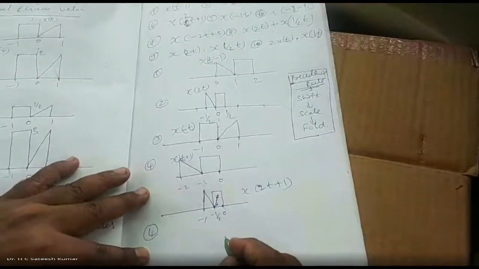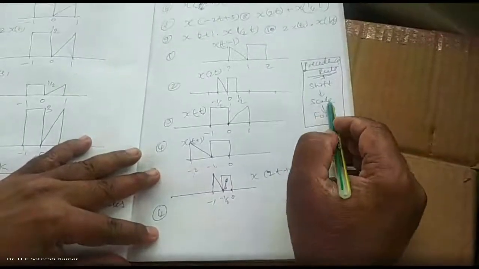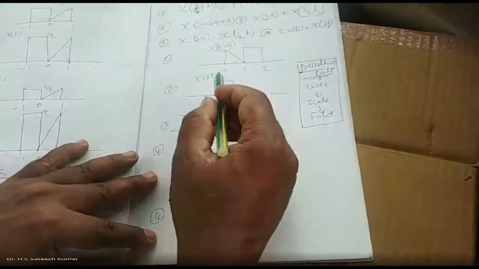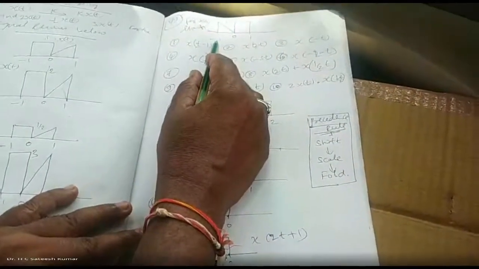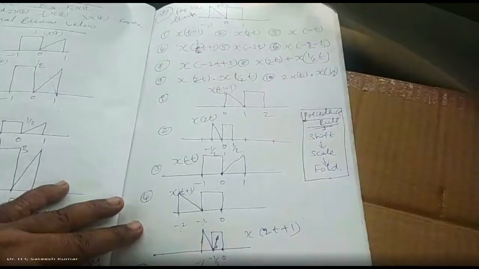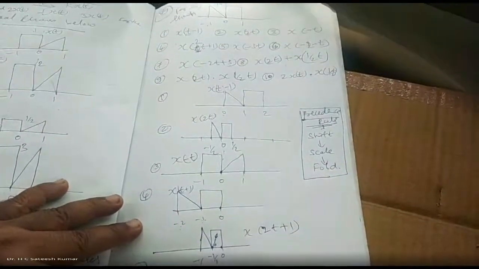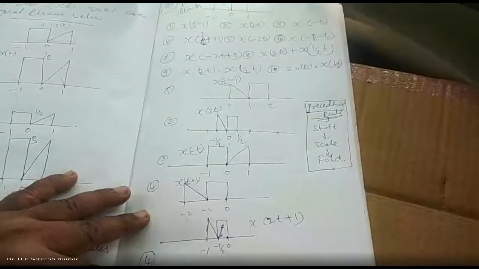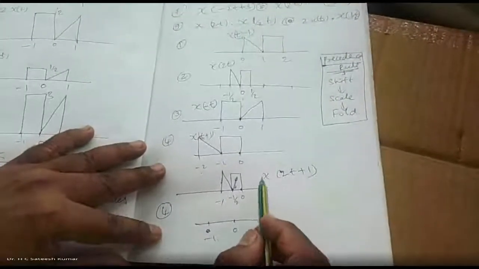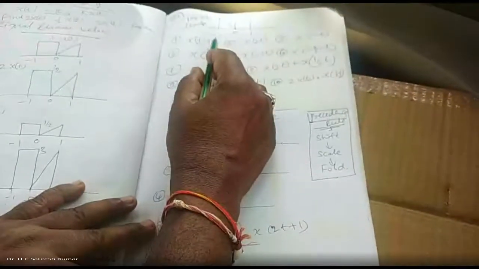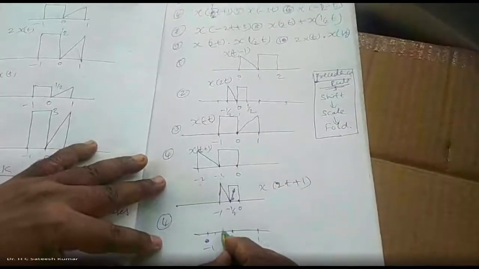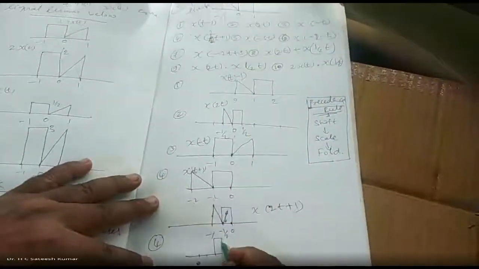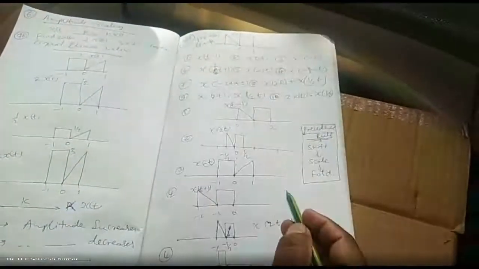X of minus 3t means what? Shifting is not there, scaling and folding. So first you scale it, x of 3t. 3t is equal to minus 1, therefore t is equal to minus 1 by 3. So minus 1 by 3 means here it will come. 3t is equal to 0, therefore t is equal to 0.